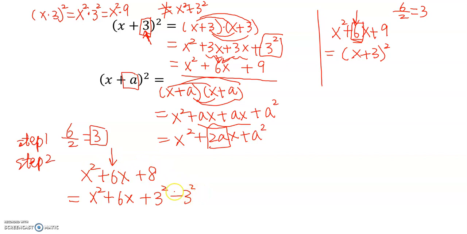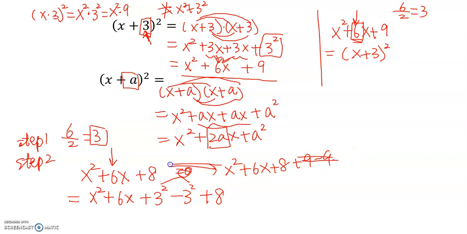But we're going to immediately subtract 3 squared. Notice that 3 squared minus 3 squared will combine to 0. So it's like we are adding 0 to this expression, which will not change it. But by the way, we still have plus 8 there. What we're doing is x squared plus 6x plus 8, and then add 9 minus 9. Because after we cancel 9 minus 9, we still have exactly the same expression.